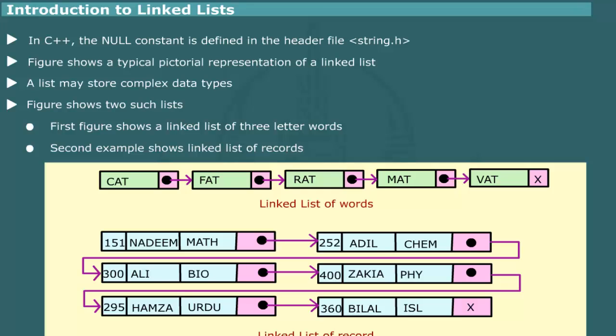The first structure contains words in dictionary order. The second list consists of student records, with each node containing roll number, name, and subject. The roll number is the key field which uniquely identifies a node. Observe that in the pictorial representation, the arrow points to a succeeding node alone. Later, we shall examine special lists in which the arrows are directed forward and backward.